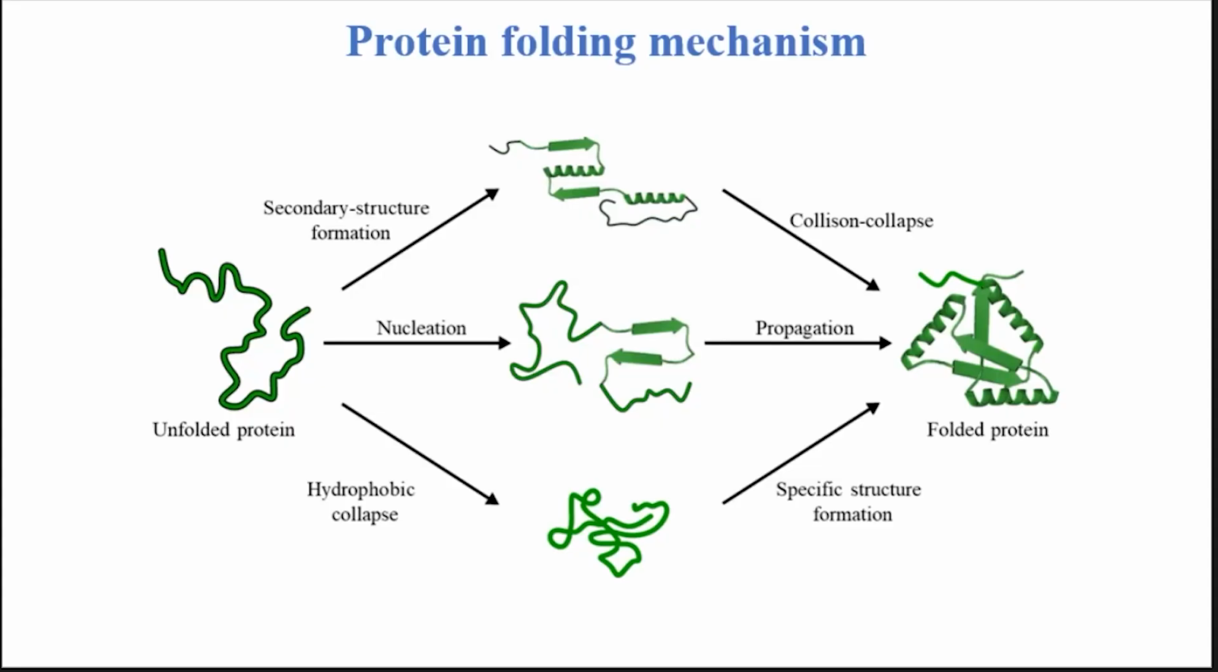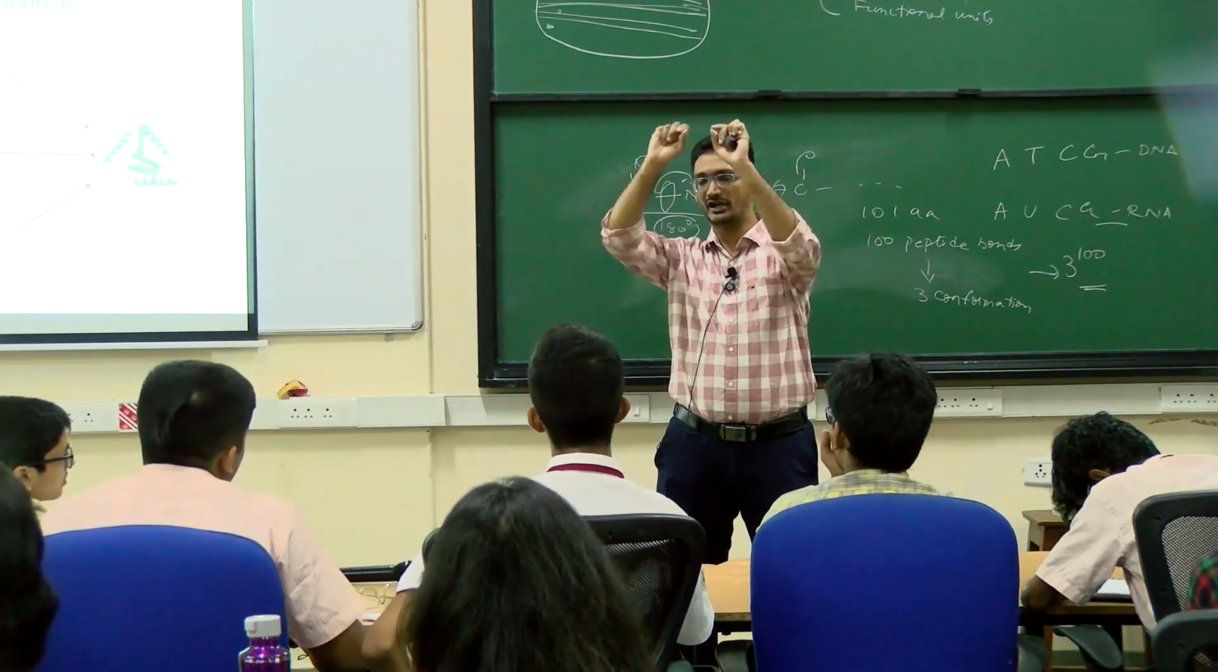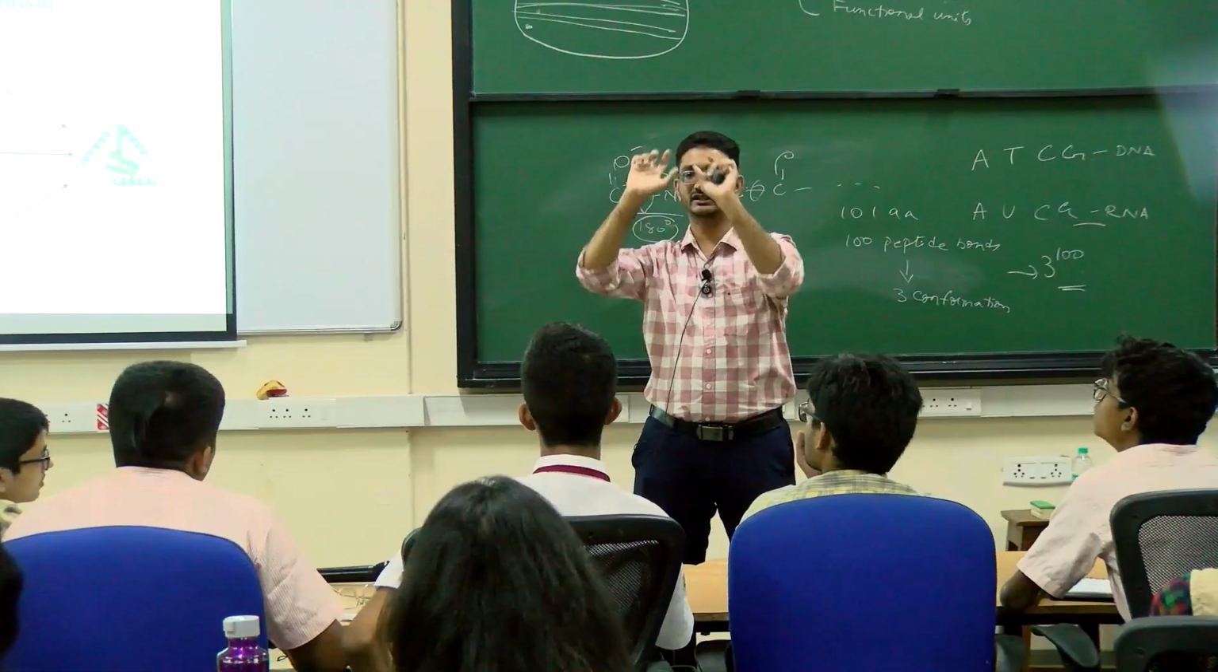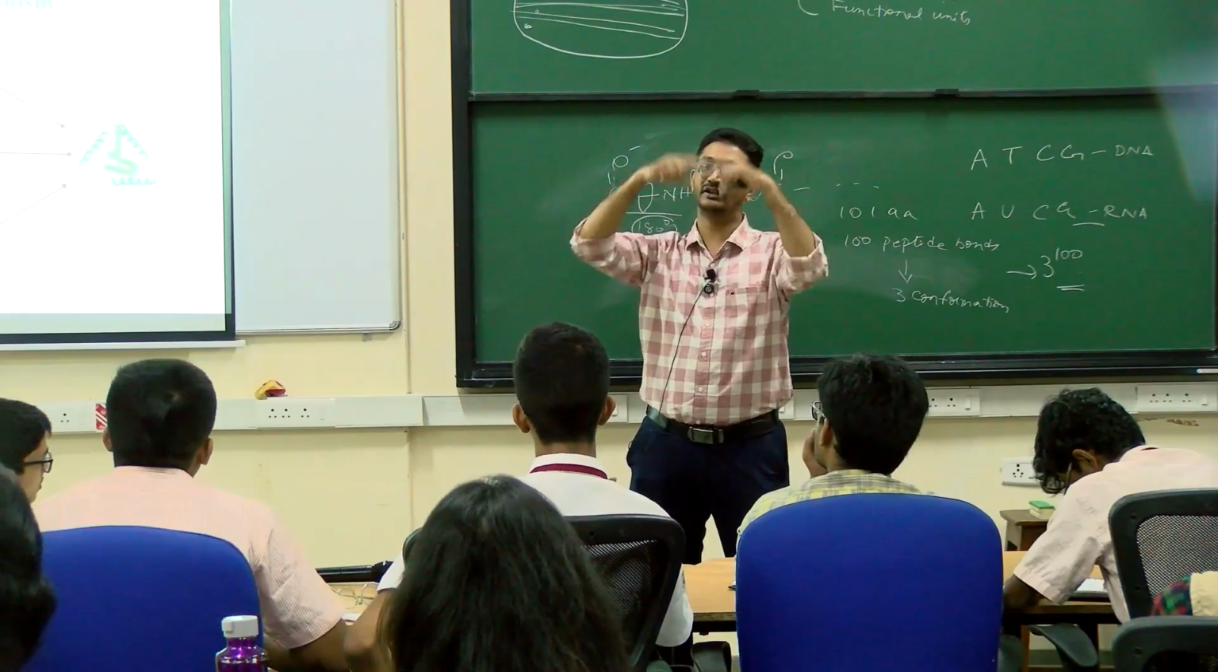And so there are various models of protein folding. One of them is called secondary structure formation. That means first the secondary structure forms, and then they collide and collapse to form a tertiary structure. The other is called nucleation, which is the most important one, the hydrophobic collapse model. What are hydrophobic residues? Hydrophobic residues are residues which are not supposed to interact with water. So they try to avoid the water and they come together. Once they come together, that forms the initial nucleation for the protein fold, and then from there the protein starts folding.